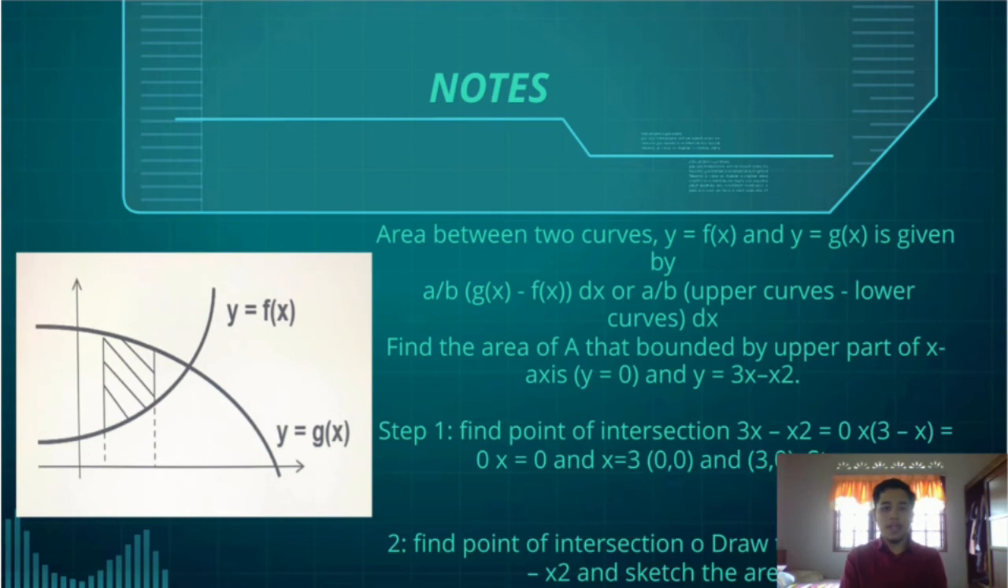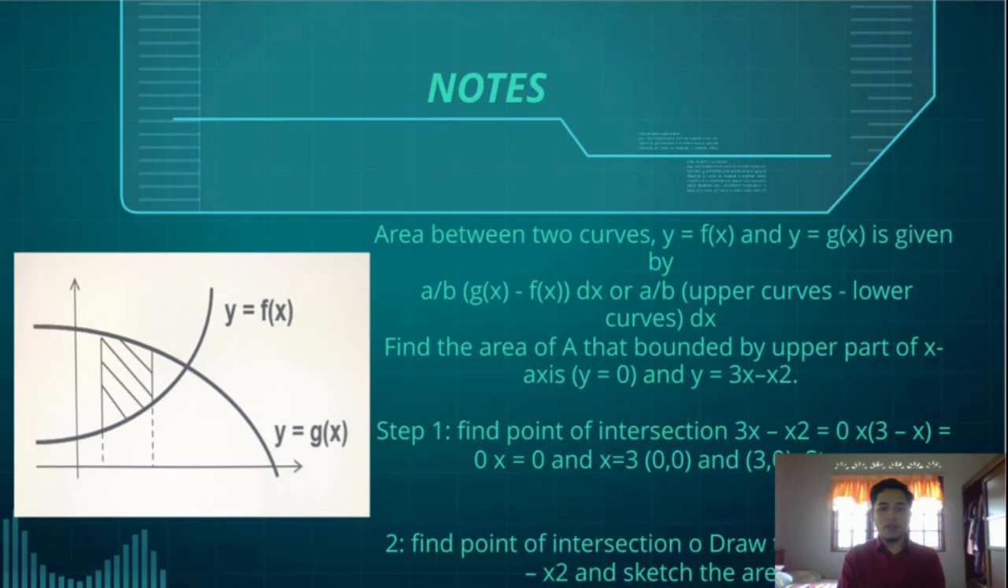So for the first step, you must find the point of intersection of 3x minus x squared. You can factorize x: 3x multiplied with 3 minus x, and you will get x equals 0 and x equals 3. For the second step, you must find the point of intersection and draw the graph of y equals 3x minus x squared and y equals 0.